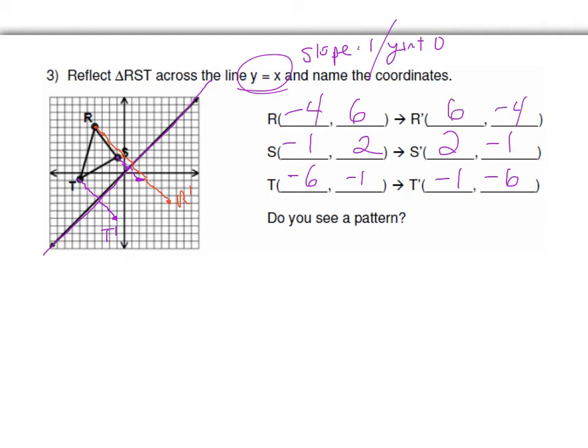So we want to look at what we can notice. So looking at this first set, if you notice, these are the same numbers. So it looked like it took the y and it put it now in place of the x. So that would be my y is now my x value, and it took my x value and it flip-flopped it. So basically just switched both of the x's and the y's.